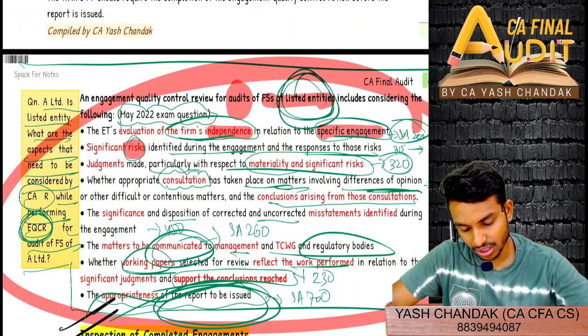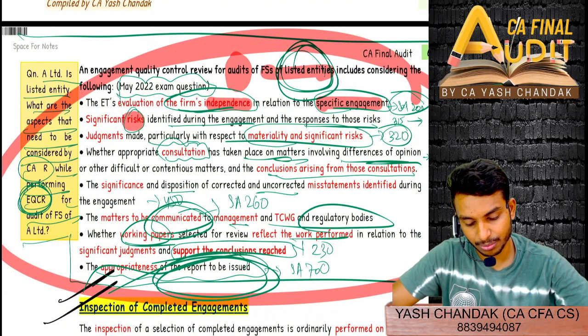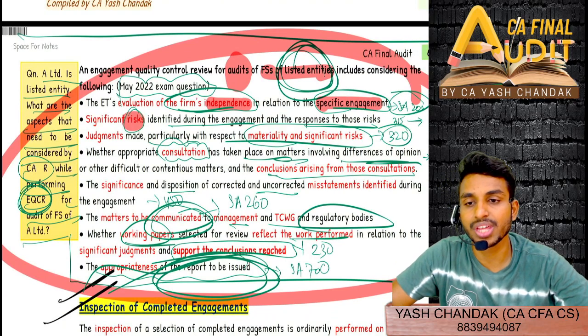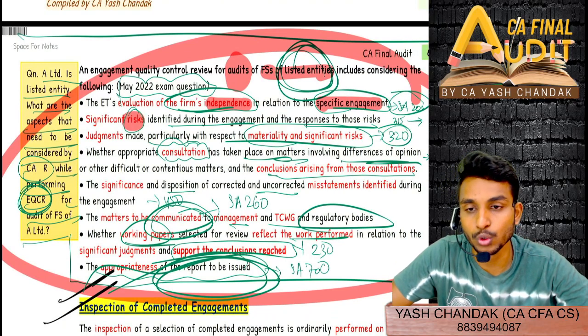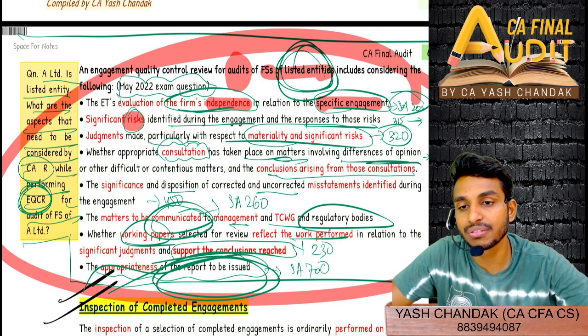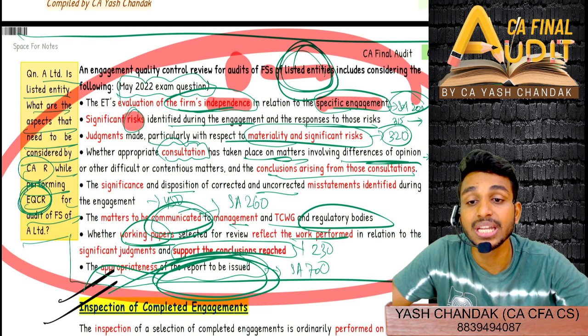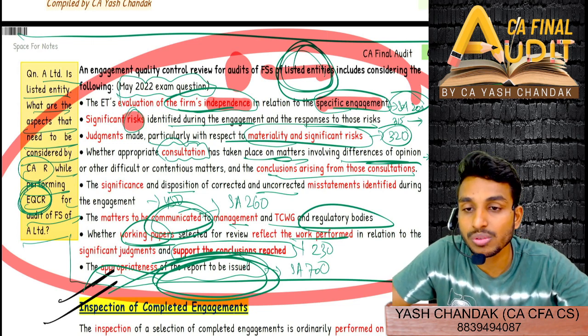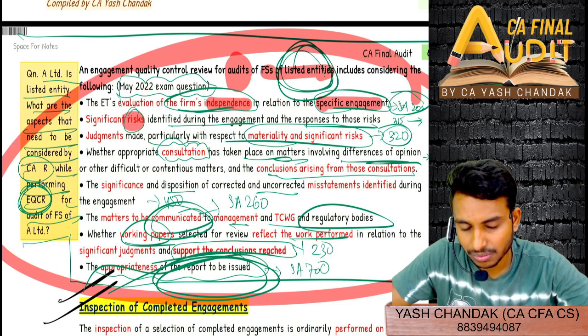You are asking about this. Just now we studied the audit of financial statements of listed entities. This will be done by the EQCR. The review is not done by the engagement partner, and not within the engagement team. No one else will review; the review will be done by the independent department, that is the EQCR.